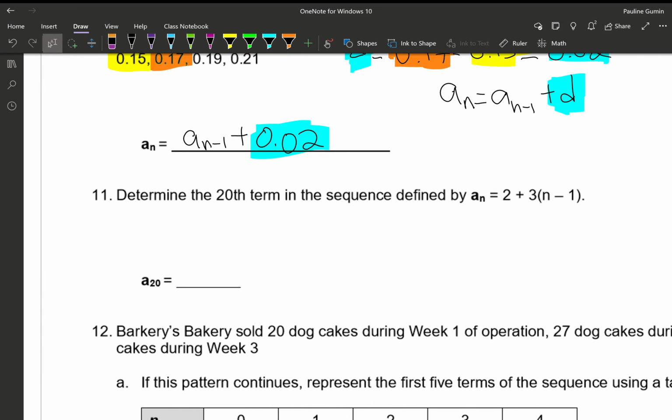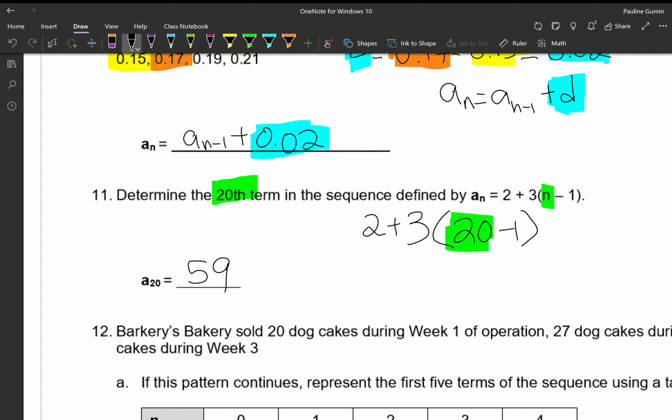Now number 11. Determine the 20th term in the sequence defined by this equation. In order to find the 20th term of the sequence, we're going to take that 20 and plug it in to the n of my equation. This part goes right into your calculator and you get an answer of 59.